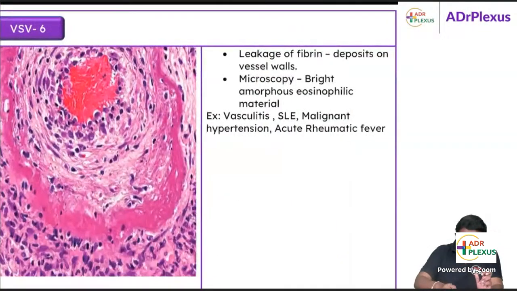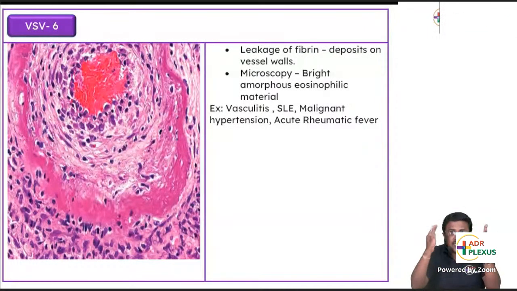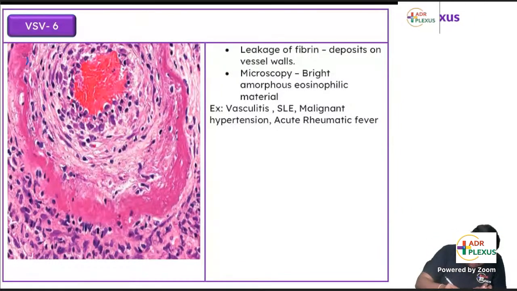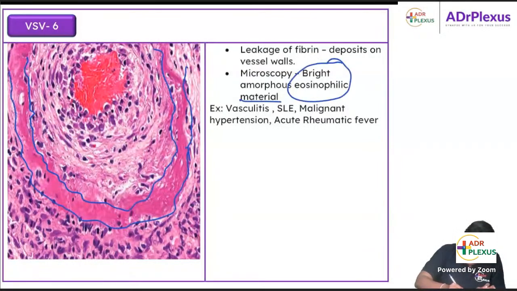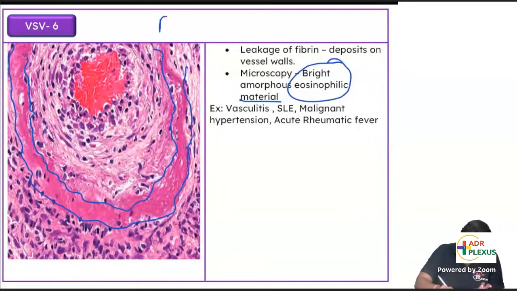So the next image is going to be a very important one. If you see a blood vessel image and there is a history of vasculitis, the patient is having a vasculitis-related symptom. And if you look at the blood vessel, what is the finding you are seeing here? Bright. Yes, this is a bright eosinophilic material. Can you see this? This is the bright eosinophilic material which you can see in the vessel wall. You should think of fibrinoid necrosis.